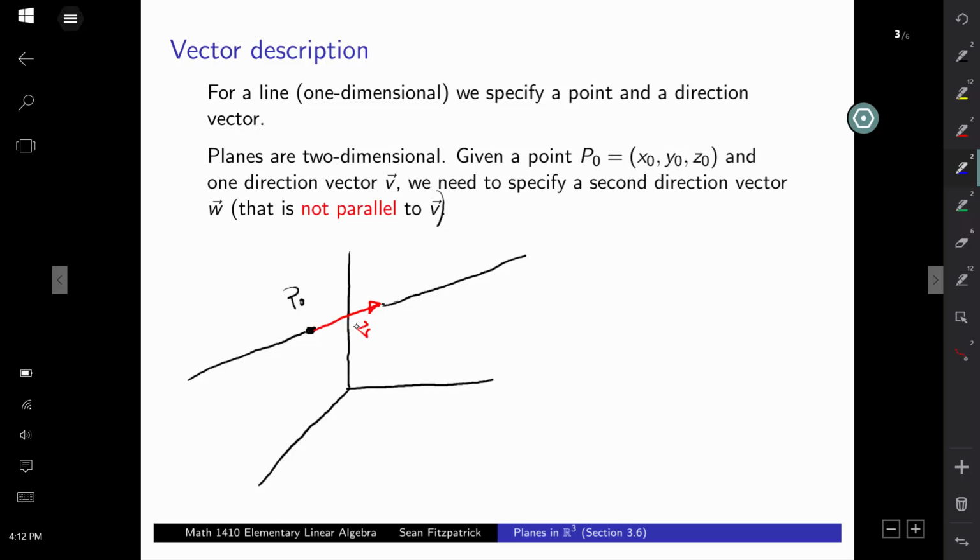So if I add a second vector, let's say w, this allows me to get off the line. I can think about this: I have a second line which is passing through that point in the direction of a different vector.